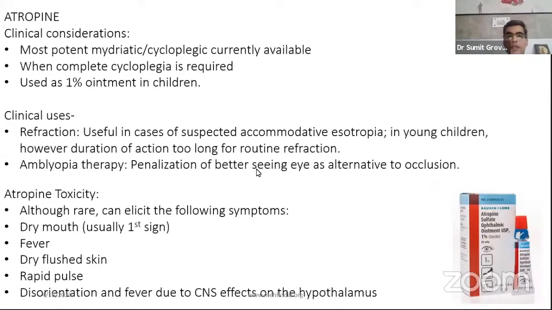Then atropine, it's the most important mydriatic cycloplegic which is available. When complete cycloplegia is needed, we use atropine. It is used as a 1% ointment in children, and it is commercially available as 1% drops or ointment. Clinical use in refraction: useful in cases of suspected accommodative esotropia, especially in young children. In my practice, we always do the refraction of a child below 2 years, or maybe under 4 years of age, with atropine. It's a best practice followed in our institution. And if on the uncover test you find that the patient has convergence or you suspect accommodative esotropia, then definitely do the cycloplegic refraction under atropine. Also, therapeutically, penalization of the better seeing eye is done once a week.